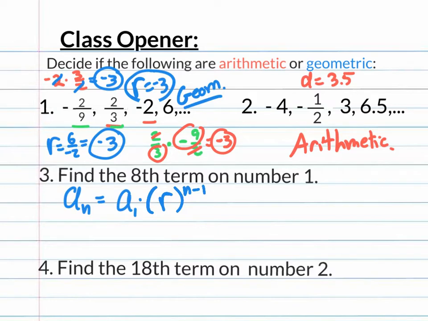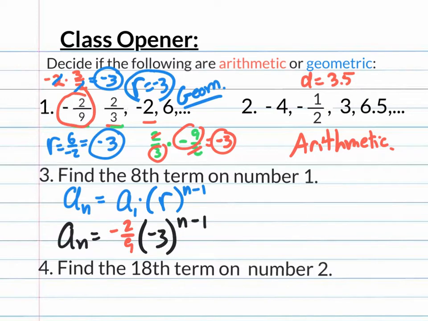So let's plug in what we have. A sub n will equal a sub 1, which we could clearly see a sub 1 is -2/9, the first number on our list, times r. And what is r? r is -3 to the power of n-1. That's the a sub n rule. This is the machine that produces that list. Believe it or not, if I were to plug in the number 1 right here, it will give us the first term on the list. If I plug in the number 3 right here, it'll give us the third term on the list.